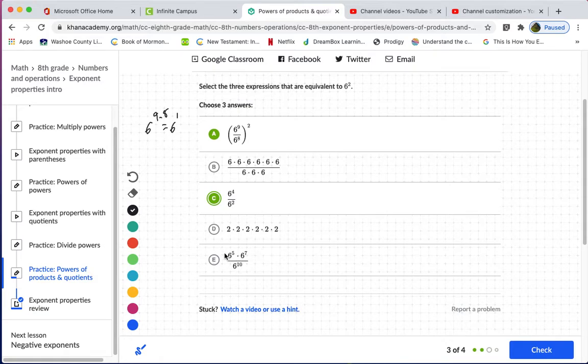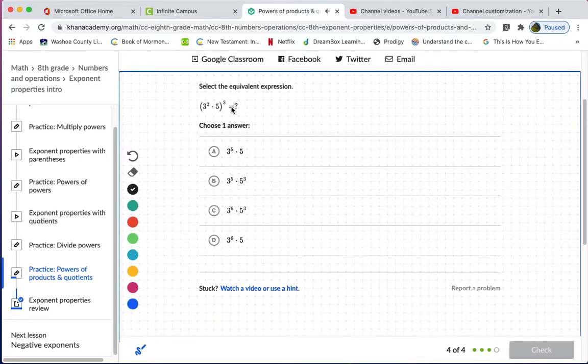This one is fun. They're trying to trick us maybe. 6 to the 5th times 6 to the 7th. Well, we're going to add our exponents. 7 plus 5 is 12. So 6 to the 12th divided by 6 to the 10th. 12 minus 10 is 2, so that one is also 6 squared. Okay, so this is 6 to the 5 plus 7, which is 6 to the 12th, over 6 to the 10th, which is 6 to the 12 minus 10, and that's 6 squared.